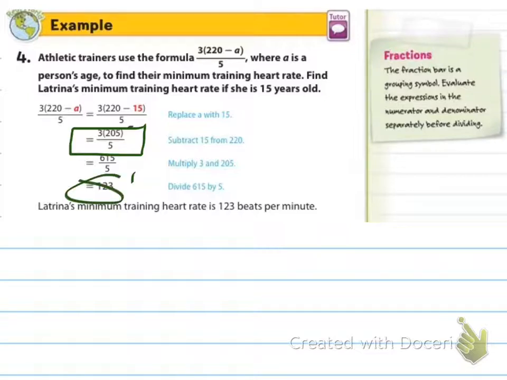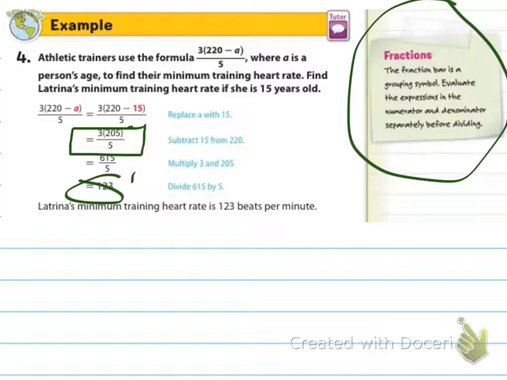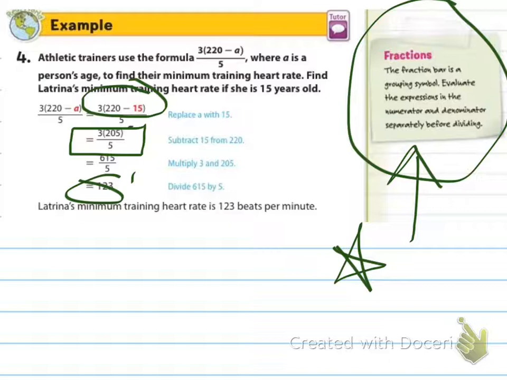If you want to write that out so you see all of the steps, that's fine. If not, just an extra example. Right here it says the fraction bar is a grouping symbol, so evaluate the expressions in the numerator and denominator separately before dividing. This is a really key piece of information. It's saying take care of everything up here until there are no operations left, and then you can deal with the dividing by 5.